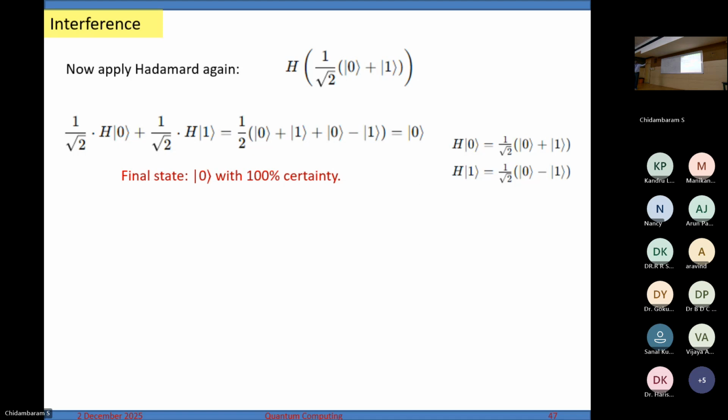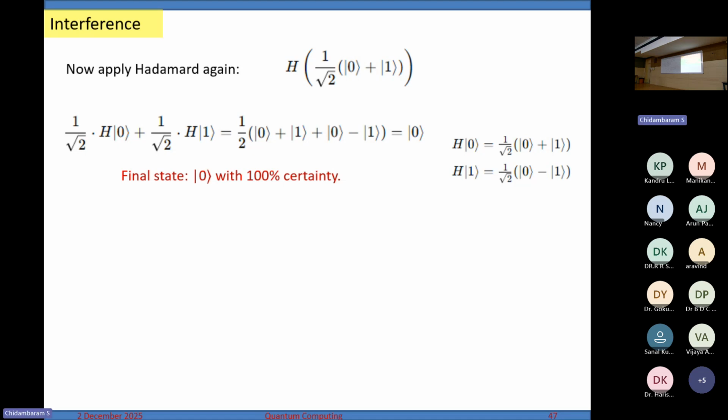Okay. I started with ket 0. I applied Hadamard. I have got this. Again, I have applied Hadamard. That's what I did, right? And what is the output I got? Final state is ket 0. Whereas here, I got the probability of 50% of 0, 50% of 1. Now I am getting final state 100% with 0. Now imagine if I start with 1.